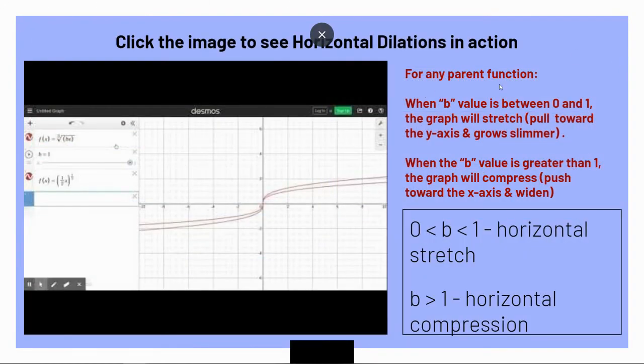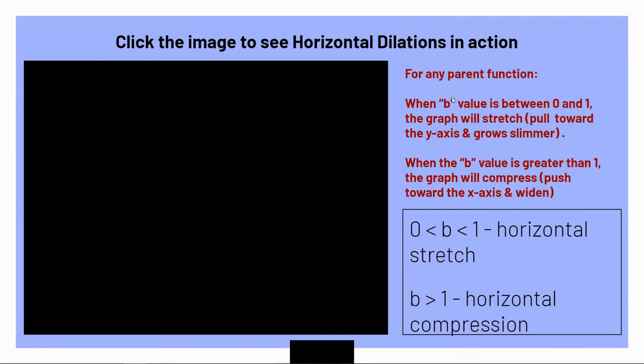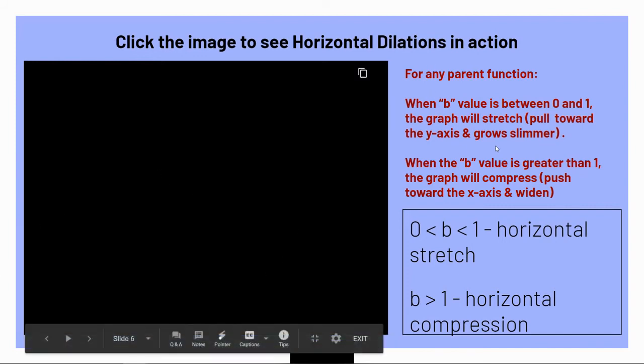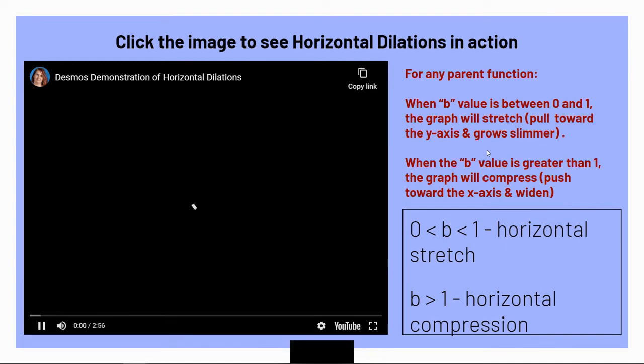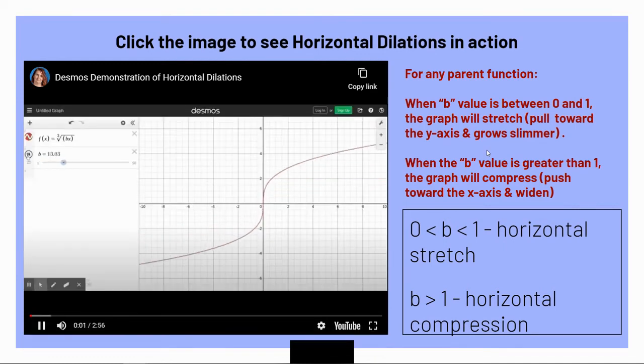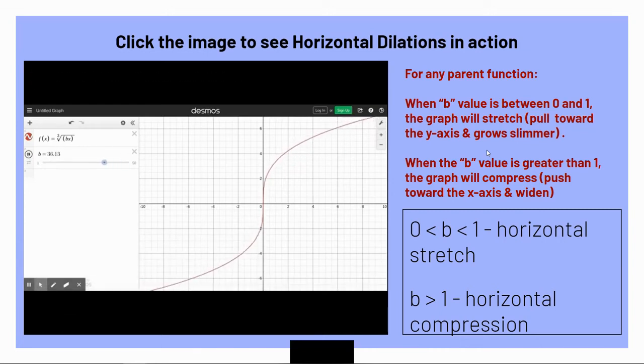Okay, so for horizontal dilations, for any value of b between 0 and 1, the graph will stretch, pull towards the y-axis. And if it's greater than 1, it will pull away from the y-axis, push towards the x-axis. So you're seeing that it's getting bigger because b is between 1 and 50, and this is the cube root function.